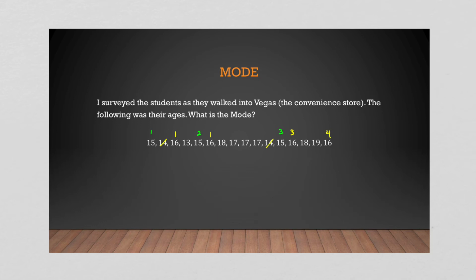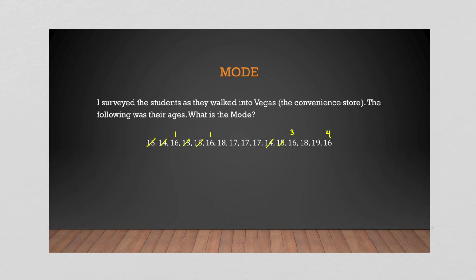So what I would do, I'm only doing that here because I have the digital version. I can cross out my values. I'm not going to concern myself with 15 anymore. I know it doesn't appear the most. So now I'm on to the number 13, but if I look down my list, it only appears once.